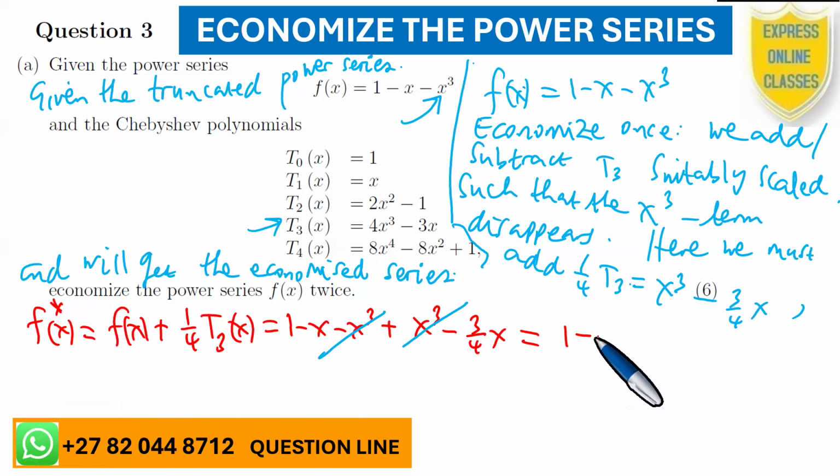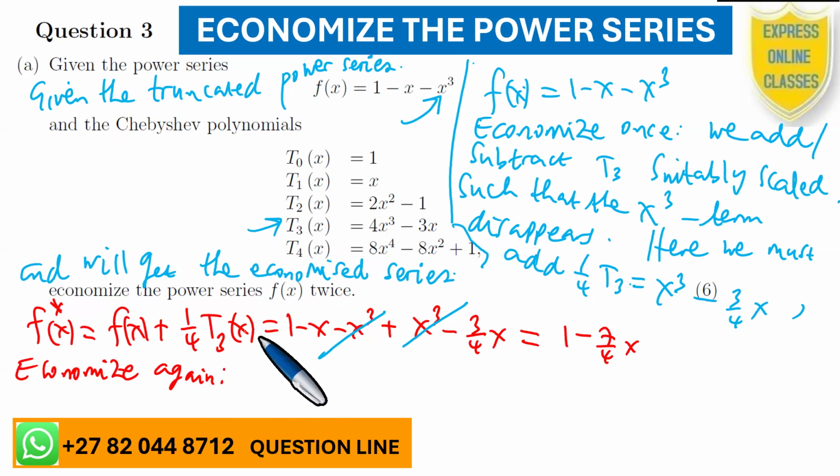Which is 1 minus 7 out of 4x. 1 minus 7x out of 4. But you need to economize twice. So we continue with the process. So we economize again. Economize again, meaning you're gonna add.